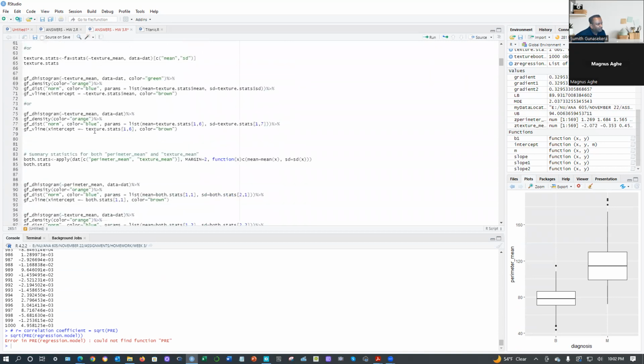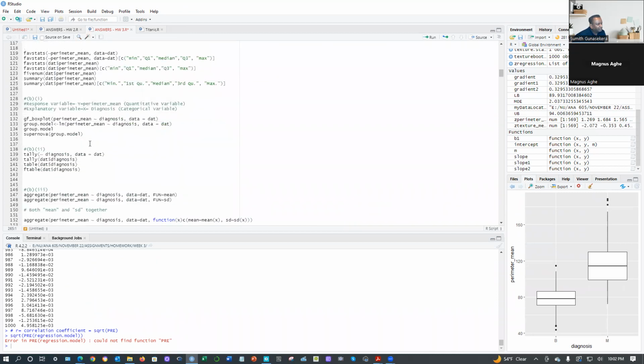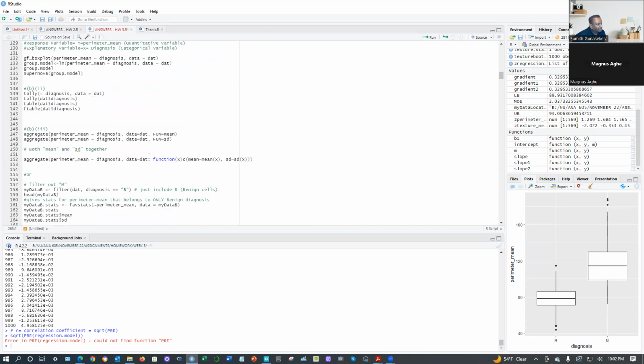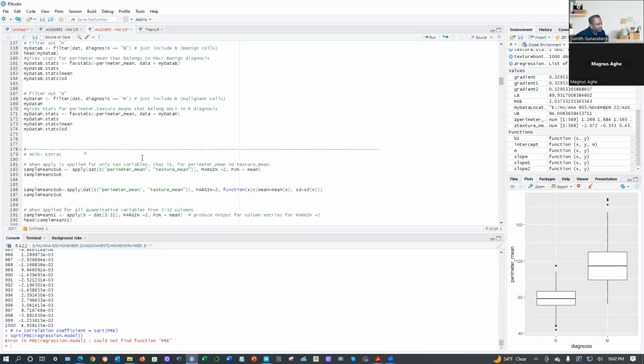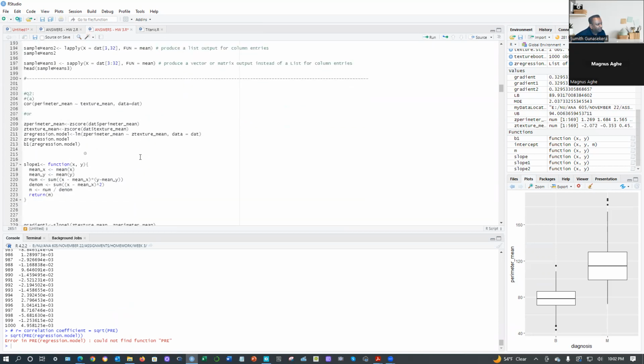Perimeter mean, texture, samples, cut, summary, box plot. We call this the group model. Okay, that's a group model. This one expands, correlation.